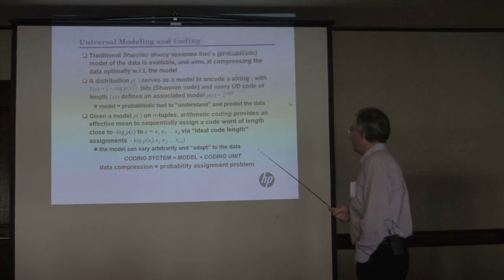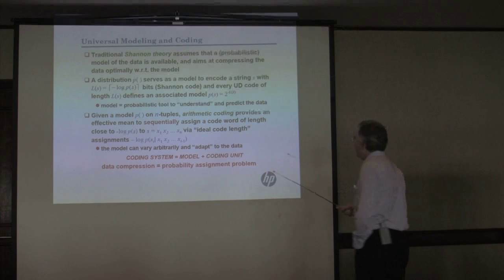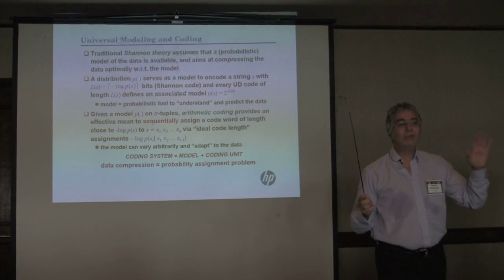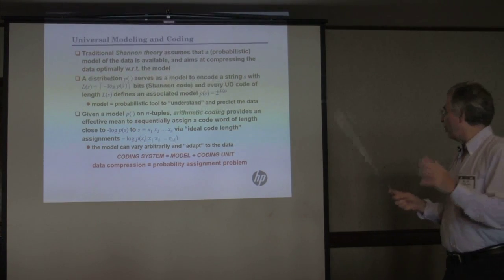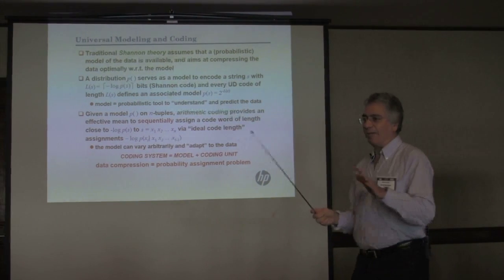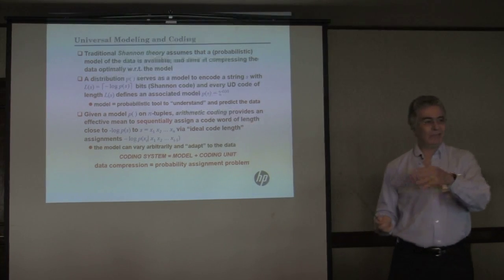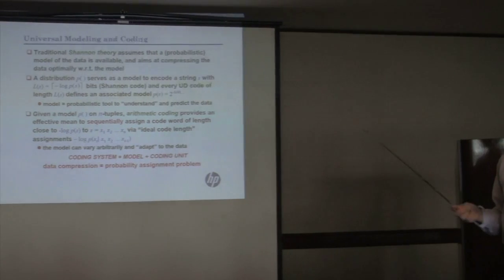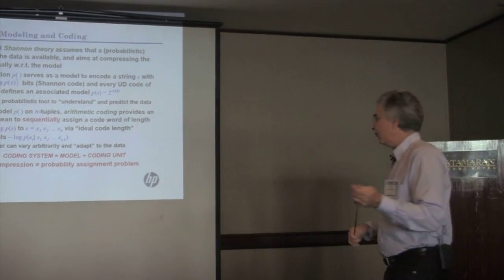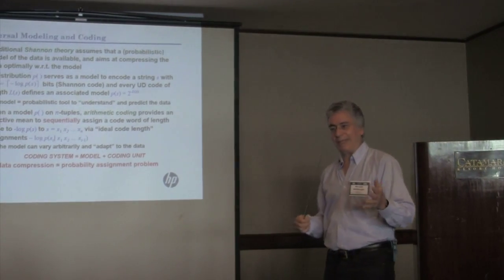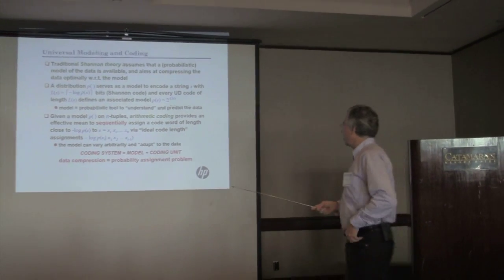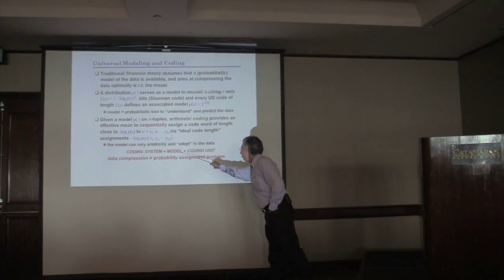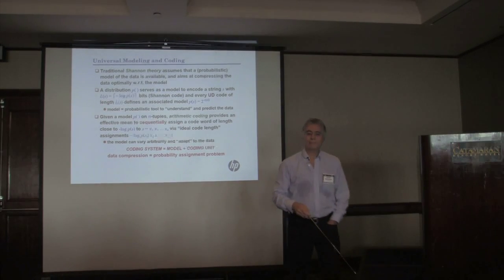And the importance of arithmetic coding is that now the coding system can be separated into, in principle, completely separate parts, which are the model and the coding unit, and the problem for the coding unit has been solved. It's an arithmetic code, although there has been, until recently, quite a lot of research on how to do it more efficiently in terms of complexity. But basically, the problem of data compression is a problem of probability assignment. So we care about the model, okay?